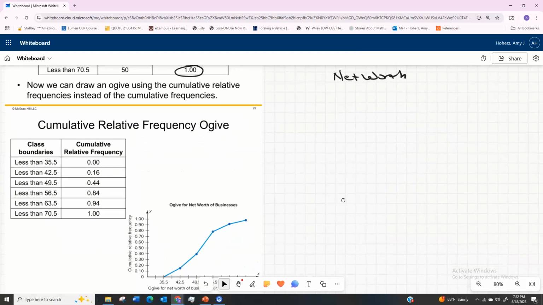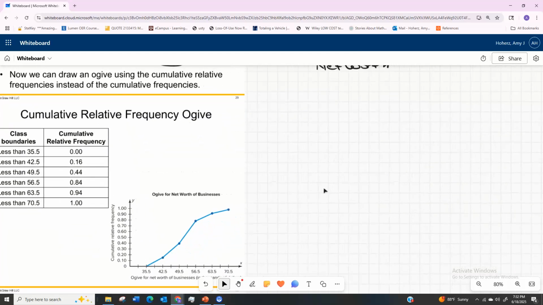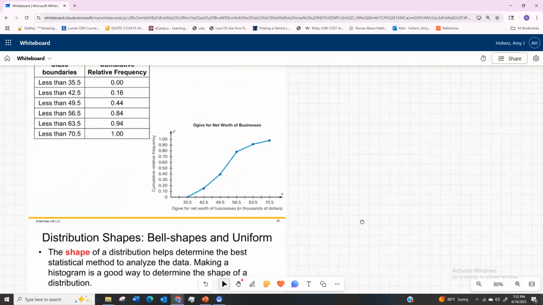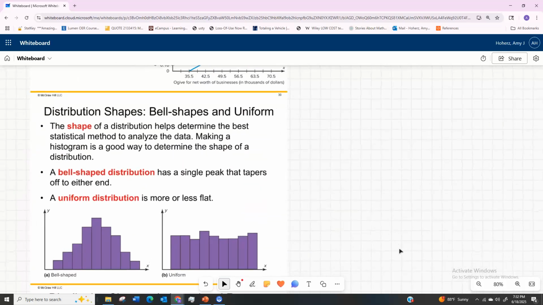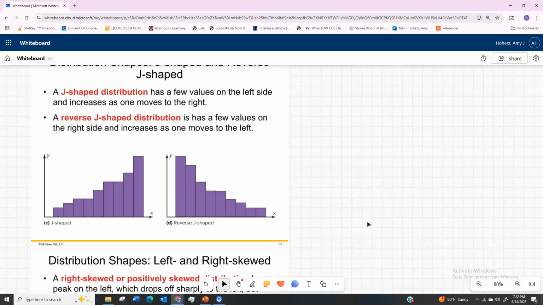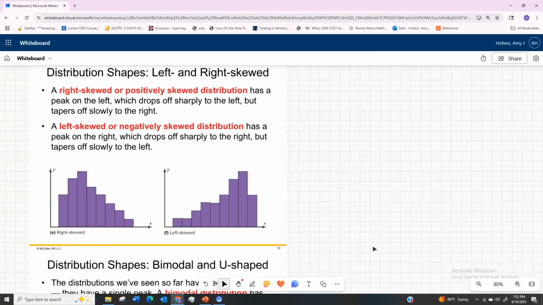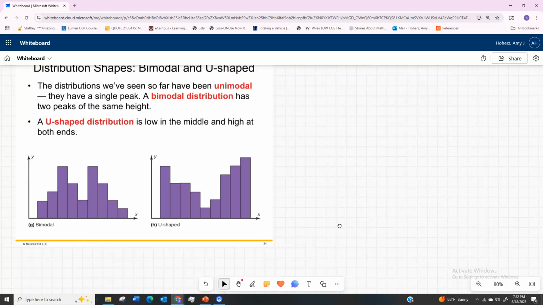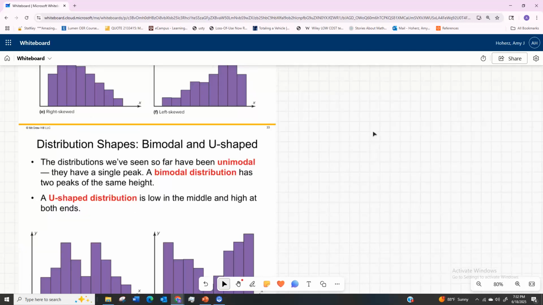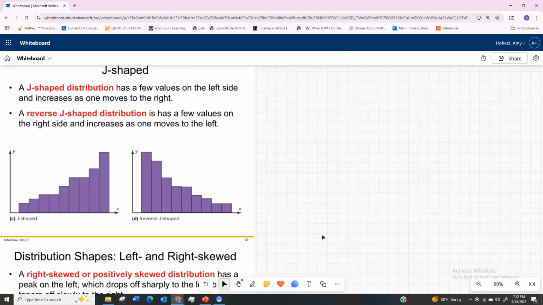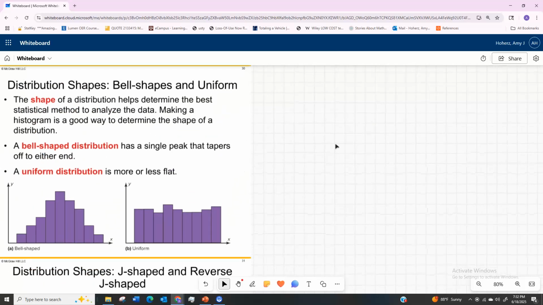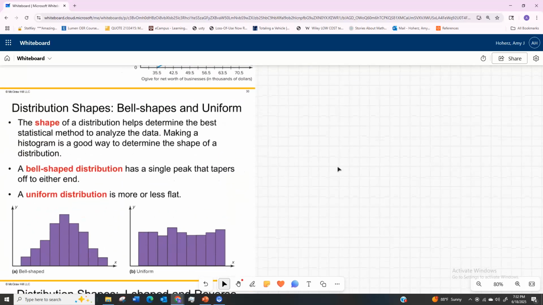Okay, so this is their pretty ogive for the net worth of businesses, the cumulative relative frequency. And then we have 4 slides left. But the last thing that we're going to talk about are the shapes of distributions. Okay, so we have distribution shapes. And we have some names for them dependent on their shape.